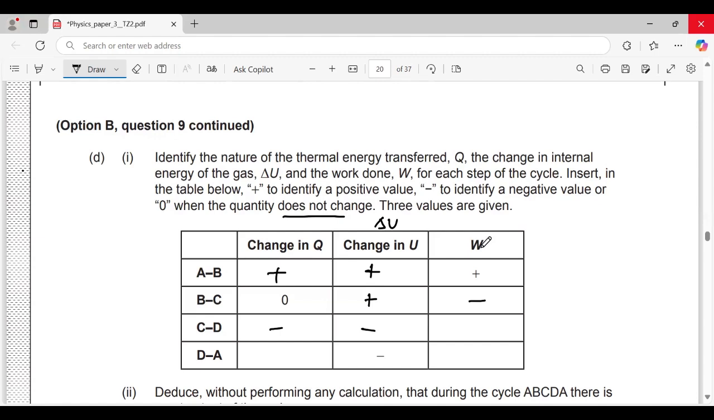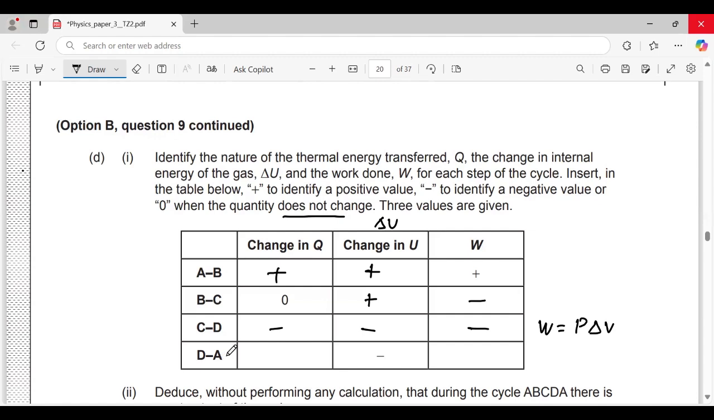Now work done. The work done during a compression, the equation is W equal pressure times delta V. When the volume, delta V, decreases and the gas is compressed, the work is done on the gas. So it means W, work done, is less than zero. If less than zero, according to this equation, the sign is minus or negative.